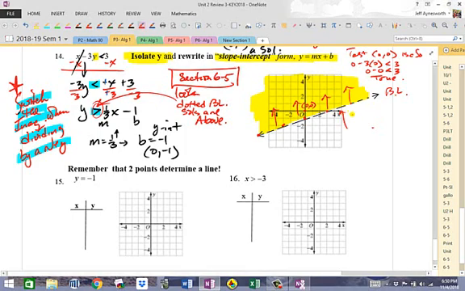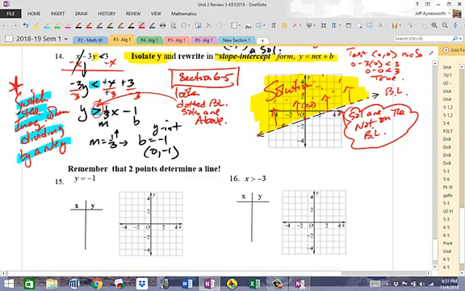Solutions are not on the boundary line. That's what the dotted line means. So keep that in mind. And the solutions are above. All of these points, we call that the solution region.